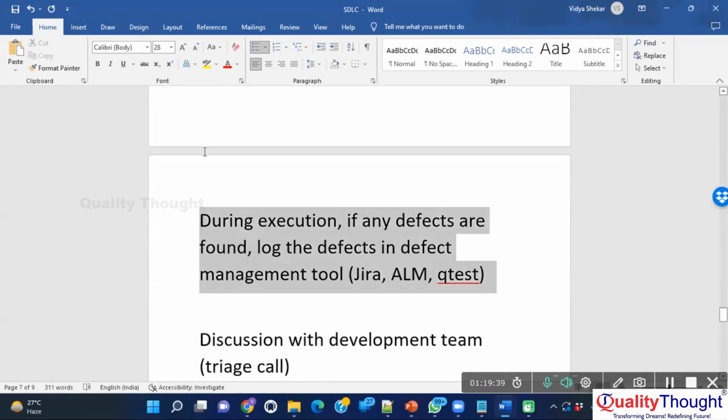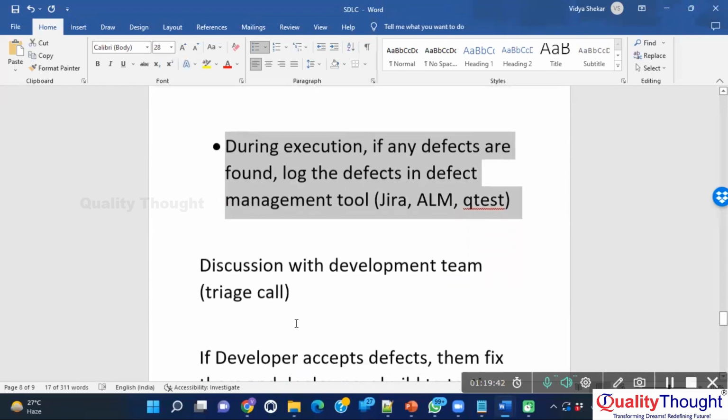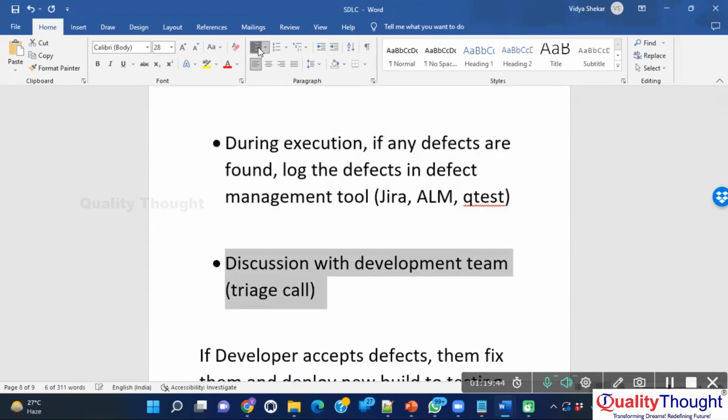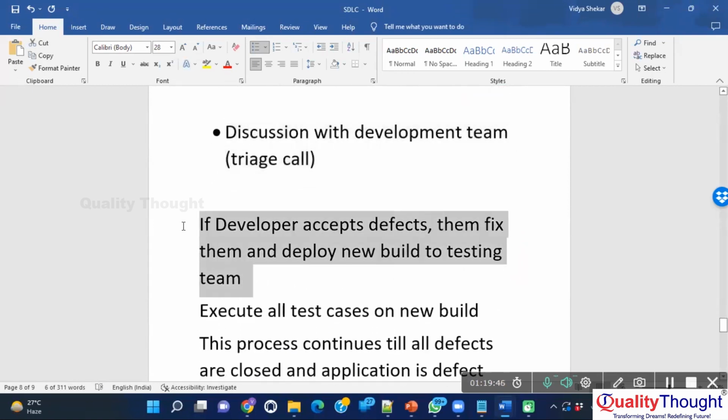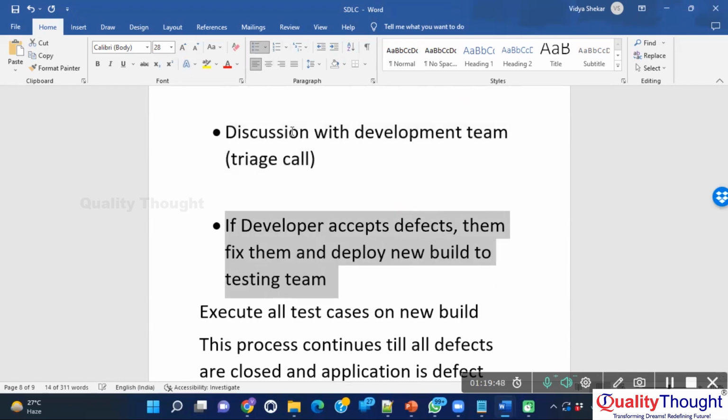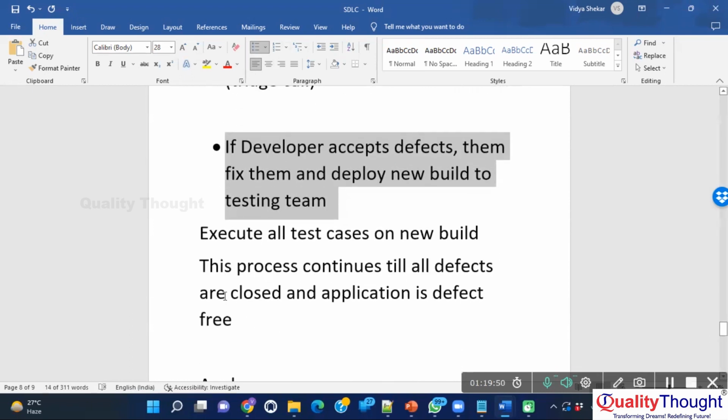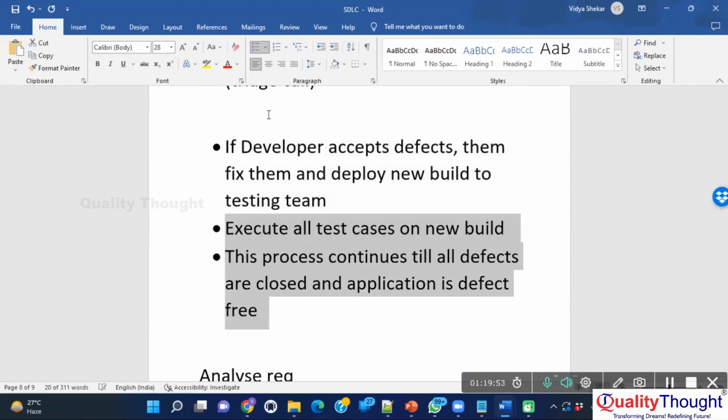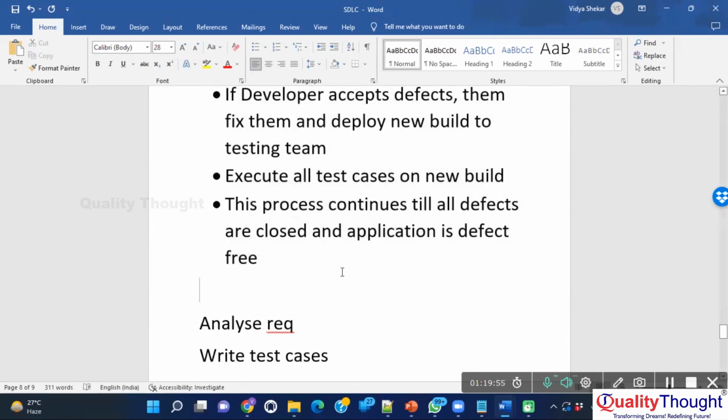During execution, if any defects are found, they log defects. They discuss the defects in a call called a triage call. If the developer accepts them, he is going to fix it and they are going to release a new build. And execution will continue. They'll execute on the new build.